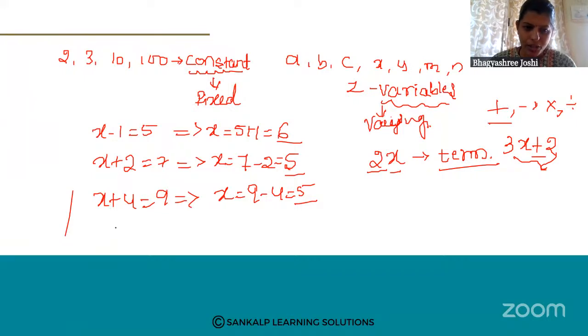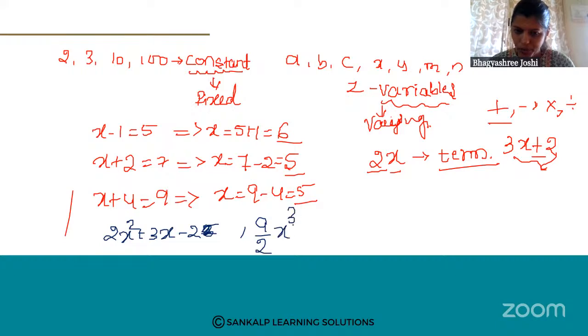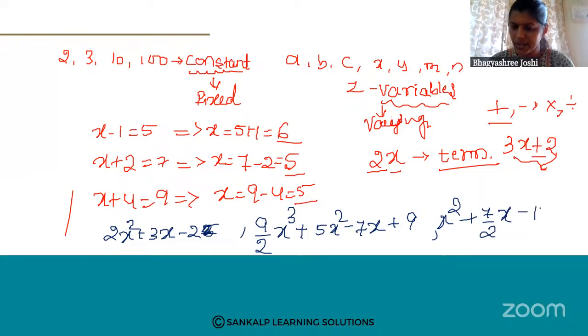If I write 2x square plus 3x minus 2, or 9 divided by 2 x cube plus 5x square minus 7x plus 9, okay. Now, x square plus 7 divided by 2x minus 1. So these all are the terms.